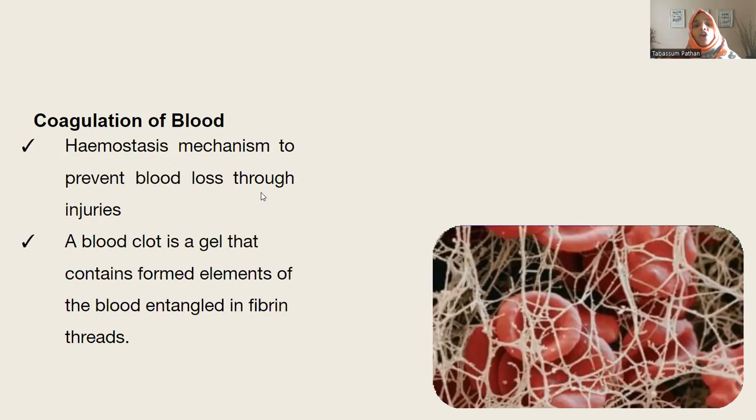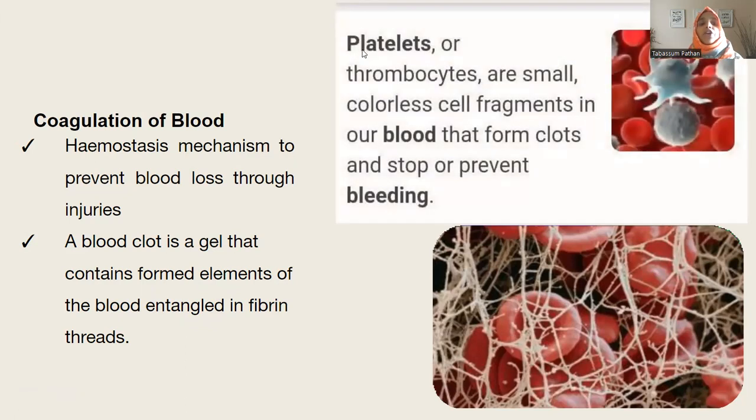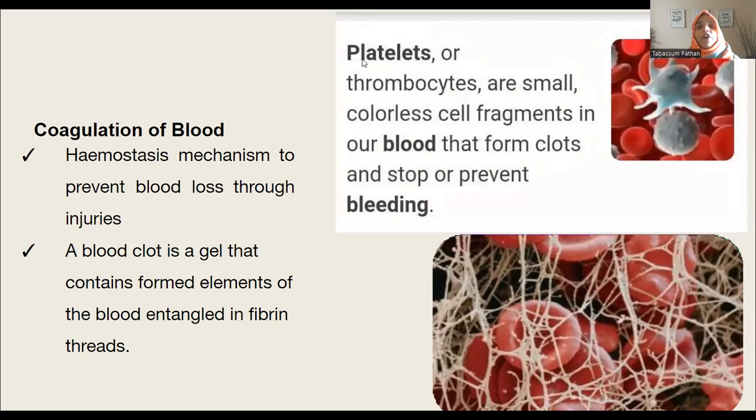So a blood clot, which will be in the form of gel, will be formed. It is made up of various cells, formed elements, your WBCs, your RBCs, your fibrinogens. All of that will come together and make a meshwork, a clot, which will close the cut. So it is made up of formed elements of the blood entangled in fibrin threads, as you can see in the picture. The major role in this blood clotting, coagulation of blood, is played by platelets.